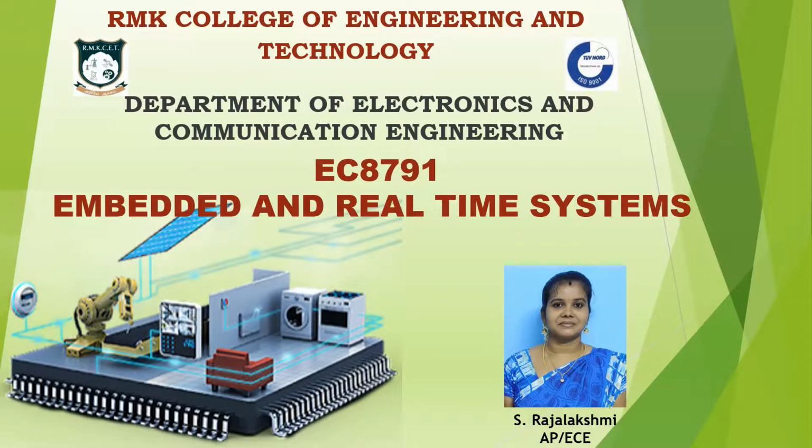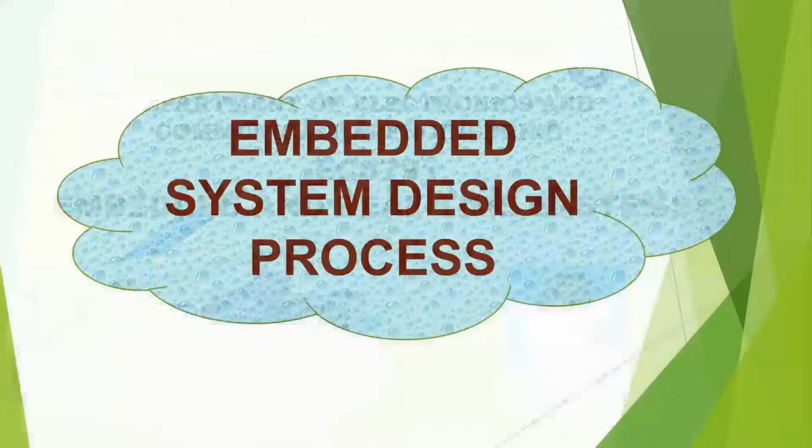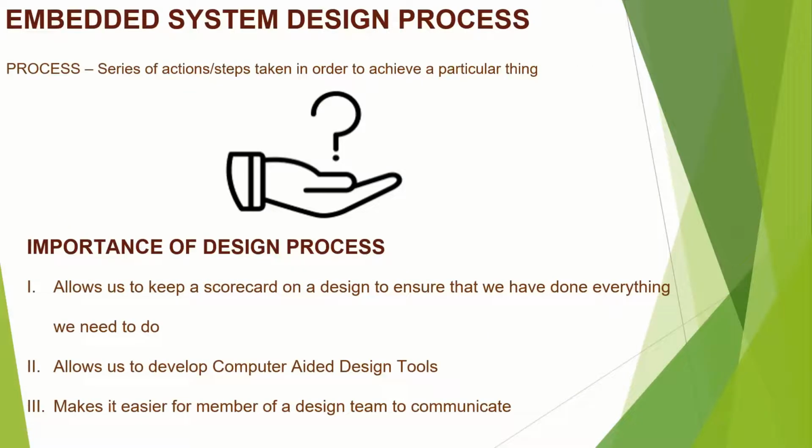This video is all about embedded system design process. Before entering into the embedded system design process, let me tell what is process. Process is a series of actions or steps followed to achieve a particular thing. Now, looking into the importance of design process, the first thing is that it allows us to have a scorecard on the design so that we can ensure that we have done everything we need to do. The next thing is that it allows us to develop computer-aided design tools. The design process makes it easier for the member of a design team to communicate.